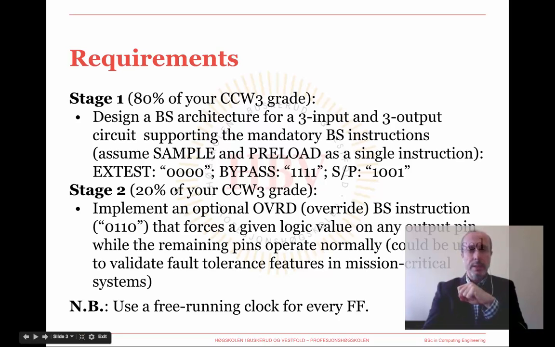I have represented in this slide the recommended codes for these boundary scan instructions. An important aspect is to avoid gated clocks. Always use a free running clock for every flip-flop in your design.